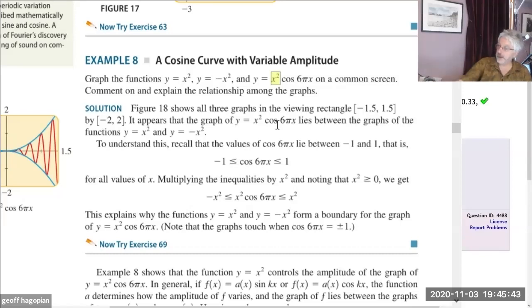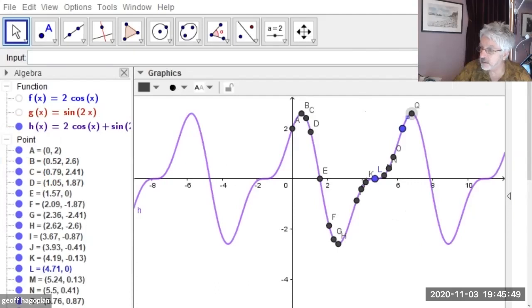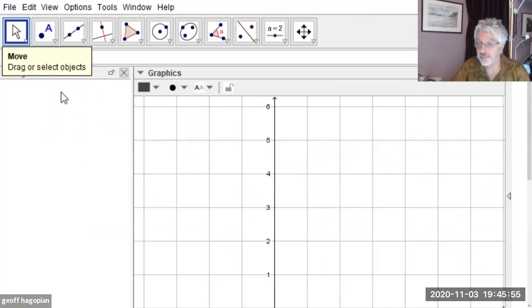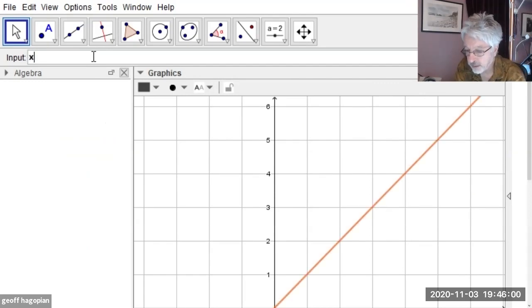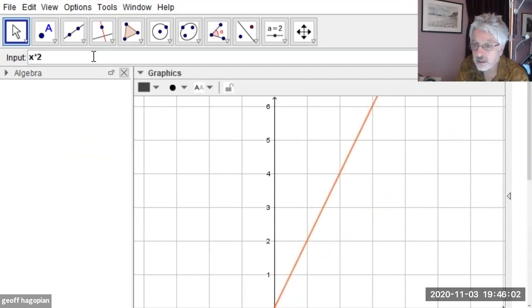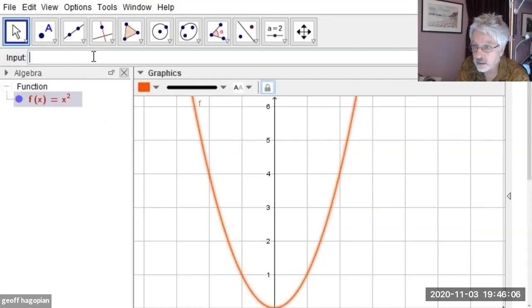And so what that's going to mean is that it doesn't have a constant amplitude of oscillation, right? So we could just do this, right? We've got GeoGebra at the ready, do we not? And we can save this away and get a new file. I'm going to call this, well, so let's graph x squared. X squared. That's a parabola, familiar shape, right? And how about negative x squared?